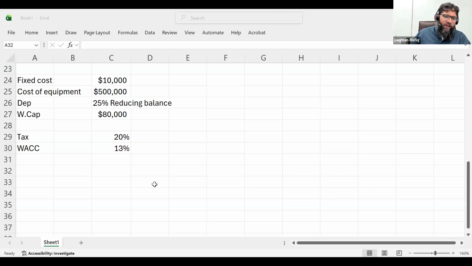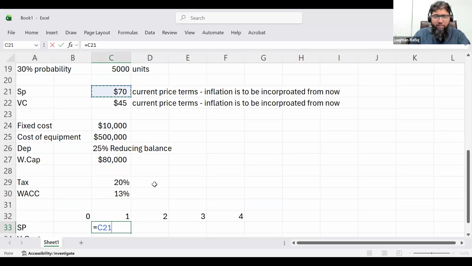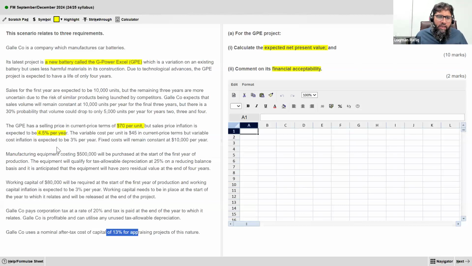Okay, now let's begin. So how exactly are we going to do years 0, 1, 2, 3, 4? Starting from this, we would say selling price, and we would say variable cost. Now when I talk about the selling price, the selling price is $70, and this $70 selling price has to be inflated. By how much?